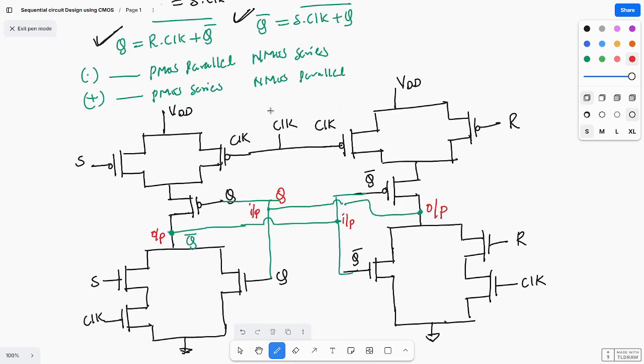This same diagram I drew here. So this output is connected to this input. So this is nothing but Q bar. And this is Q. Q is connected to the output. Q connected and Q bar connected, like this. Did you understand? Yes, sir.